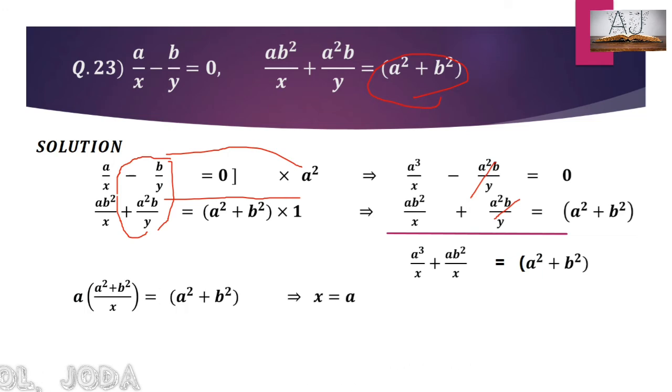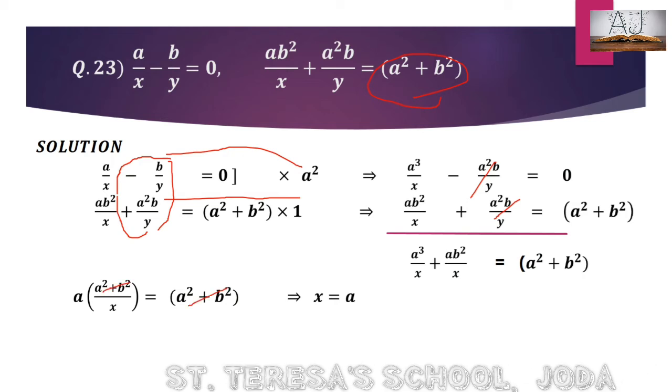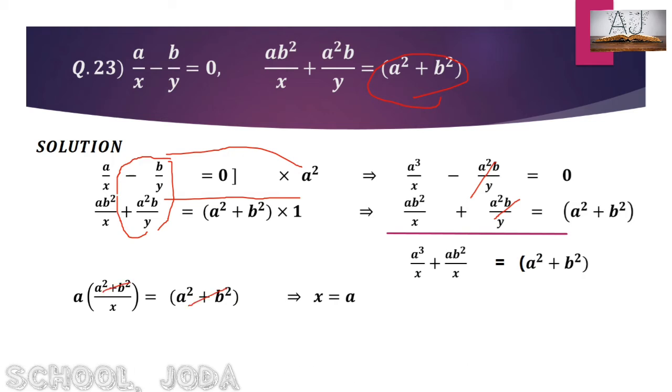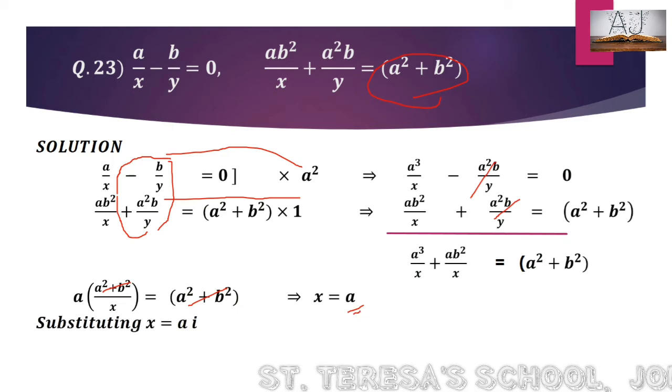So a square by b square by x is equal to a square plus b square. A square plus b square can be cancelled on both sides, or you can take the other side and divide. So x is equal to a. Now we have got the value of x very easily.